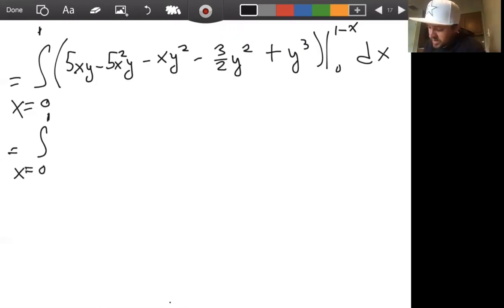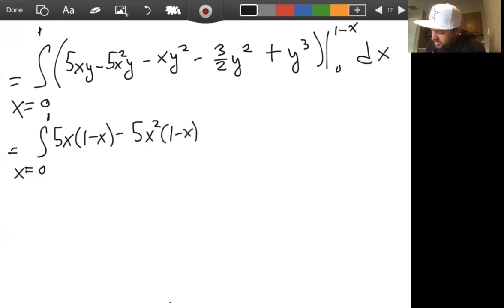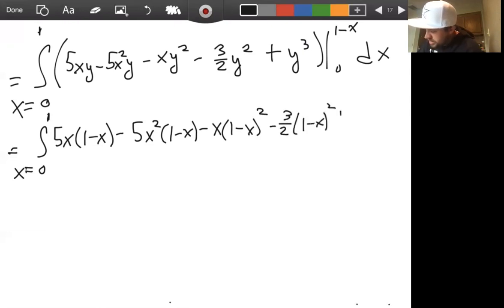Now we have to plug in 1 minus x and 0. So every term has a y in it. So the 0, when I subtract 0, that's 0. So all I have to worry about is plugging in 1 minus x. So if I plug in 1 minus x, I'm going to get 5x times 1 minus x minus 5x squared times 1 minus x minus x times 1 minus x squared minus 3 halves 1 minus x squared plus 1 minus x cubed dx.